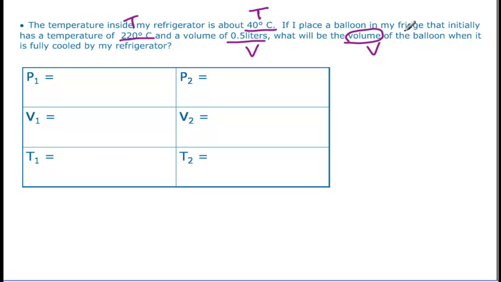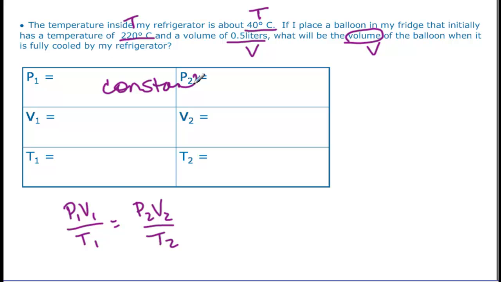We're looking for volume. So I know that my formula is going to be P1 V1 over T1 equals P2 V2 over T2. Now they don't say anything about pressure, and if we're talking about the inside of a refrigerator, we can assume that pressure stays constant. And if that happens, we can cross it out of our formula. So let's look at V1 and V2. The volume that we start with is 0.5 liters.